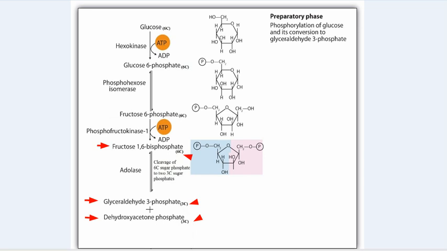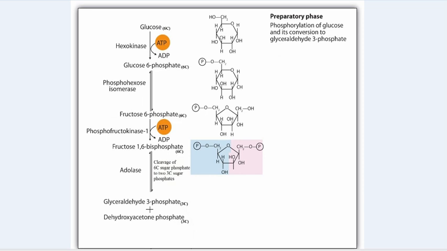Remember this glyceraldehyde 3-phosphate. We had called it phosphoglyceraldehyde, PGAL. Glyceraldehyde 3-phosphate means phosphoglyceraldehyde, that was PGAL. Dihydroxyacetone phosphate, DHAP. So one molecule of 6 carbon is divided into 2 parts, 3 carbon each, PGAL and DHAP.